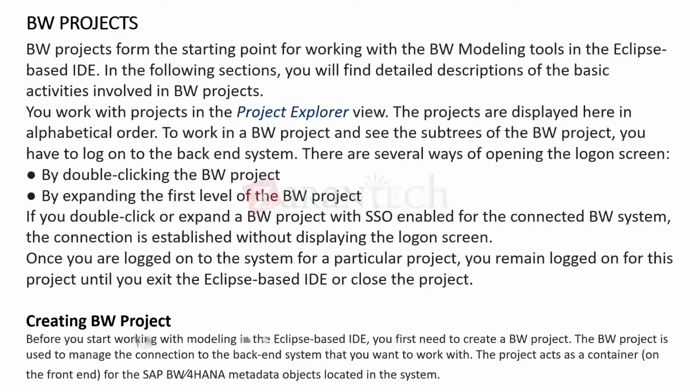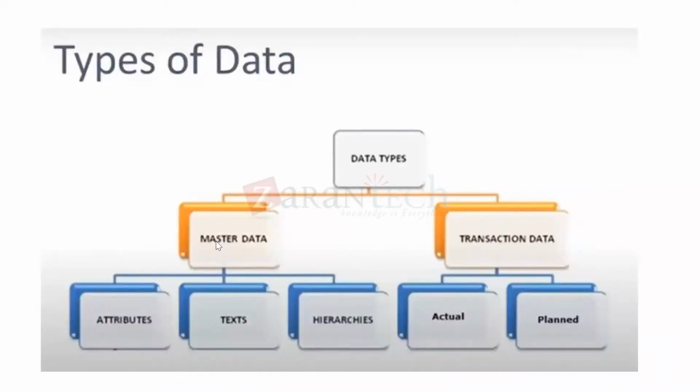Types of data: attribute, text, hierarchy, actual, plan, transaction data, master data. So the data is classified into master data and transaction data. In transaction data, we have actual data and plan data, whereas in master data, we have attribute, text, and hierarchies.